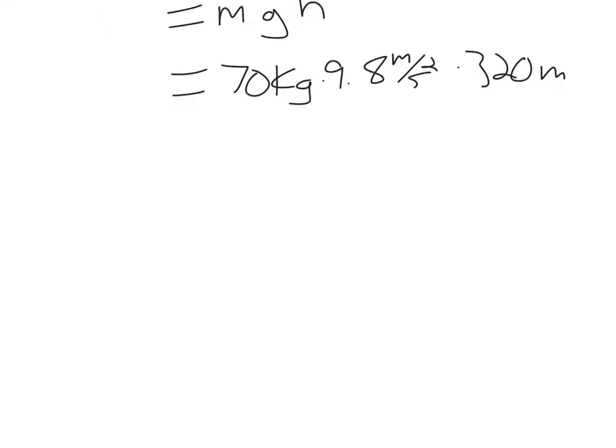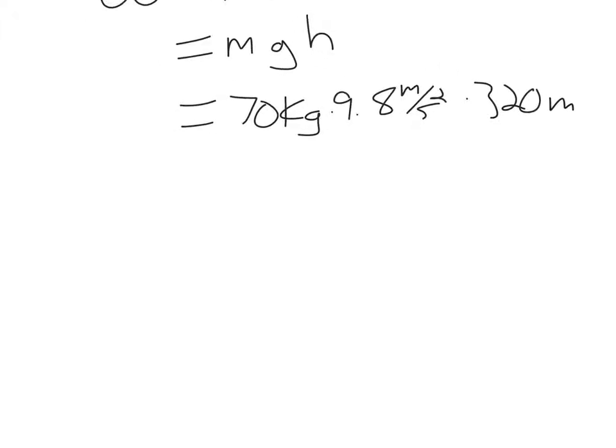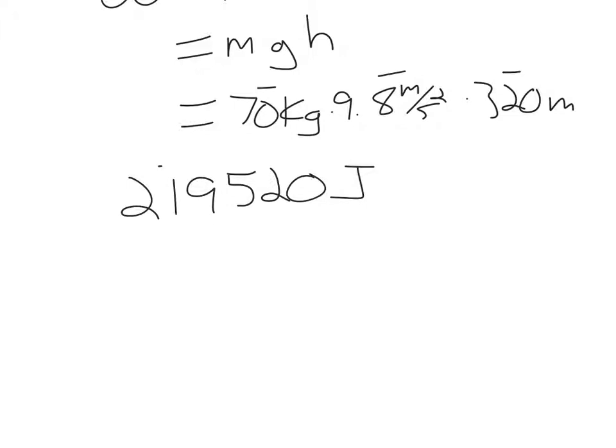So pretty straightforward problem. Let's see what my calculator has to say about it. 70 times 9.8 times 320. And I come out with a big number. 219,520 joules. And this looks like a 2 sig fig problem. So we're going to round to that, or 220,000 joules about.